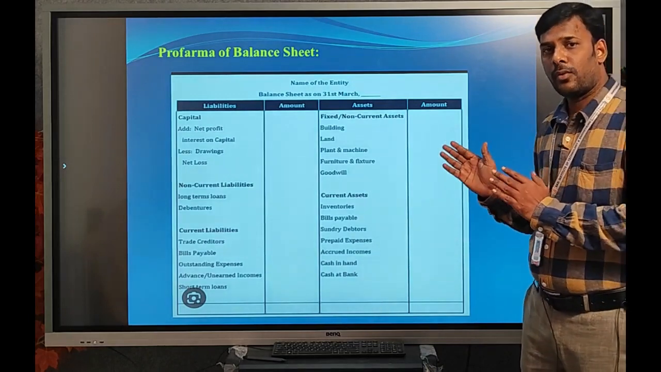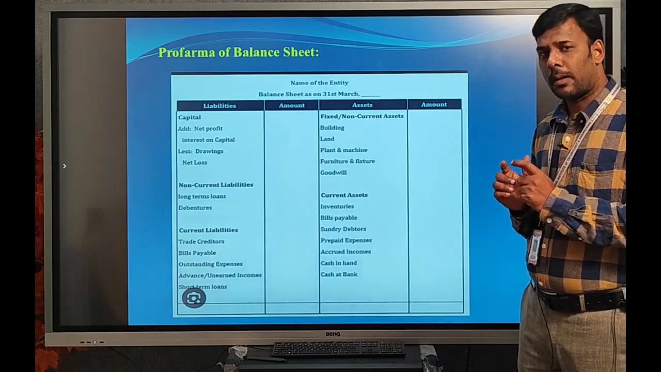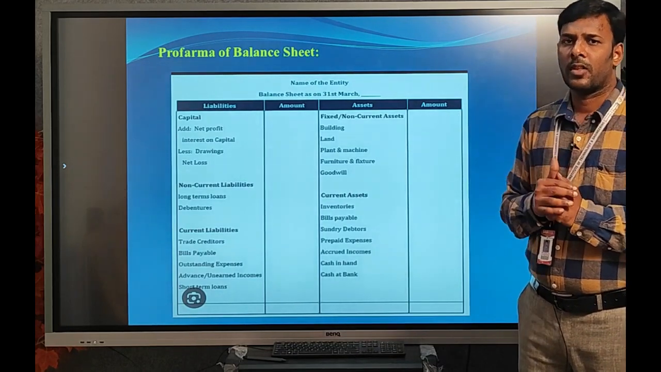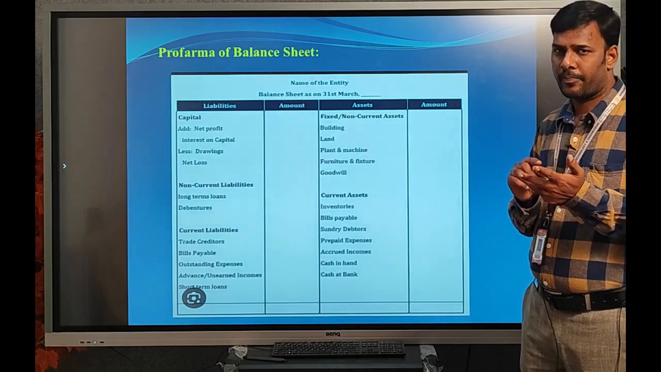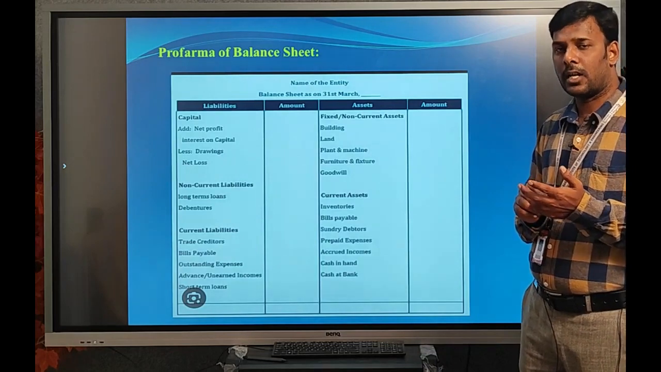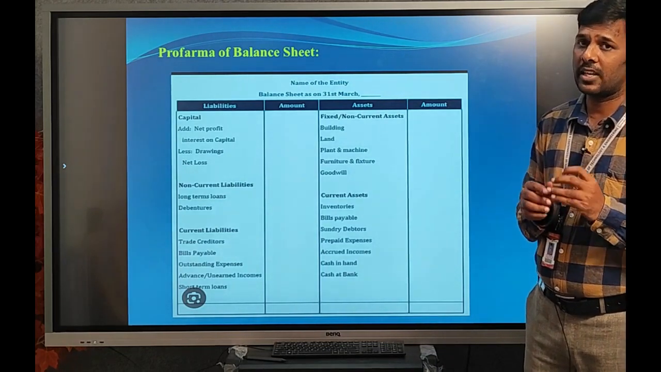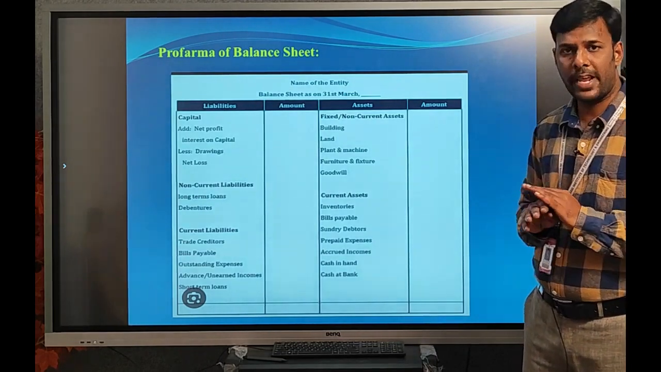If the balance sheet amounts don't match, something has gone wrong somewhere in the calculation of the financial statements. We may have made some mistake in the trading account, or some mistake in the profit and loss account. If there is a mistake in these two accounts, definitely the balance sheet amounts will not match.